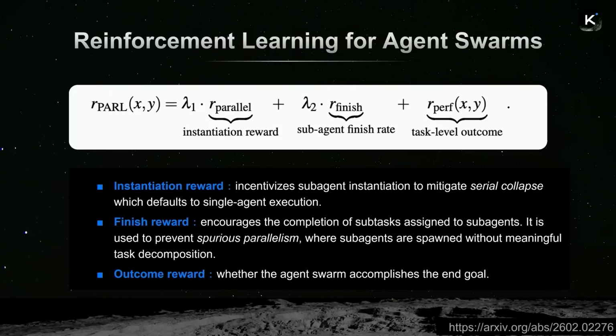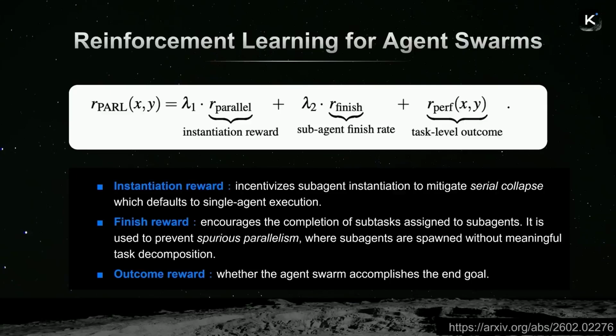And of course, we can decay the weight for this instantiation reward term over the training course, because when it learns parallel execution, we can reduce the weight. And the second term here is finished reward.